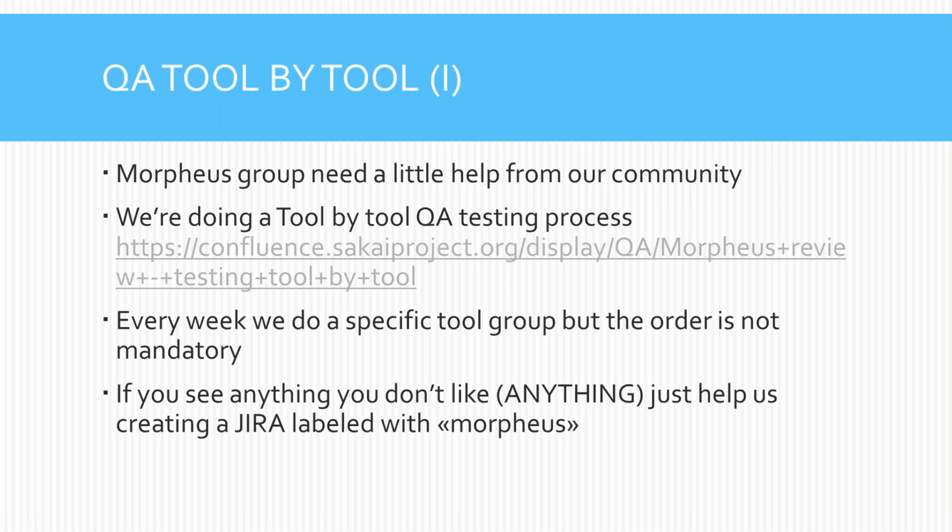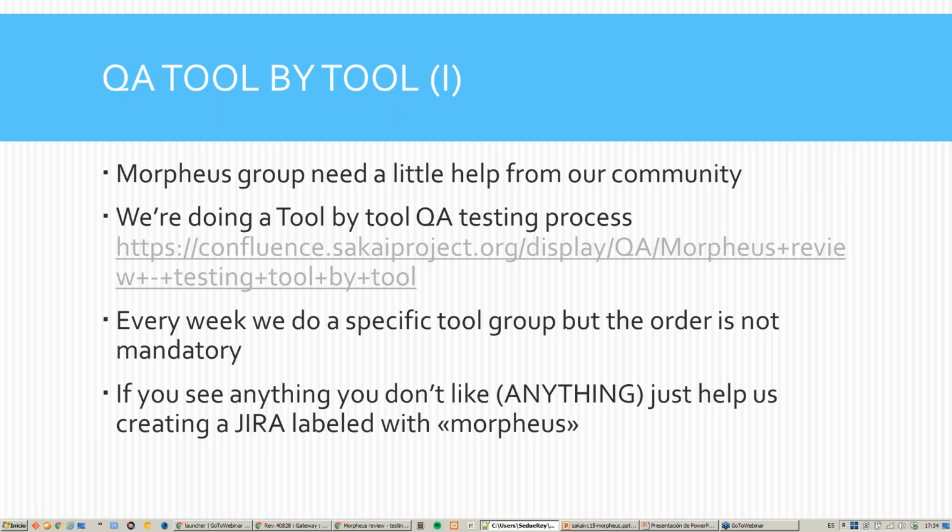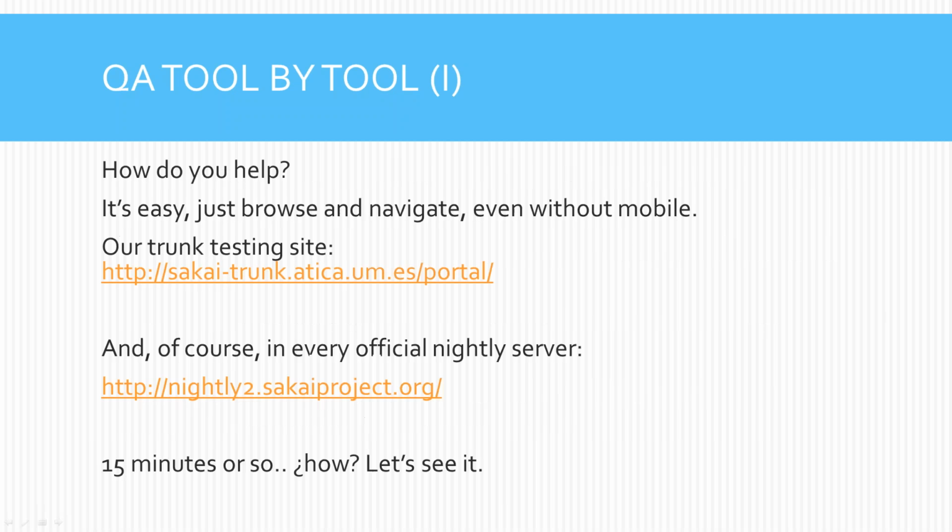Laura from Notre Dame sent me a couple of Jiras from Profile. We didn't test Profile yet, but she did, and she saw a couple of things she doesn't like. So she created the Jiras, and she only needed to label them with the label Morpheus. We have two labels, but it would be easier if you just use Morpheus. As soon as we can, we will start to fix the problems you find.